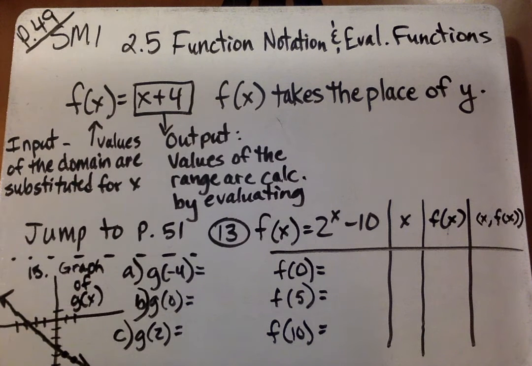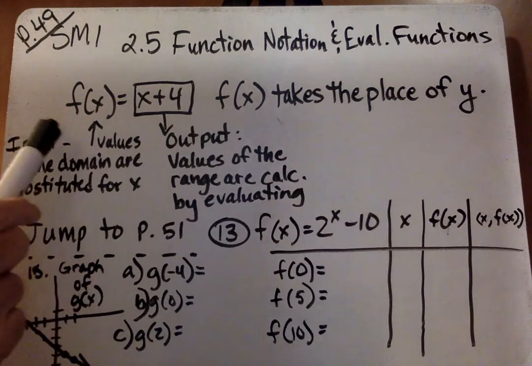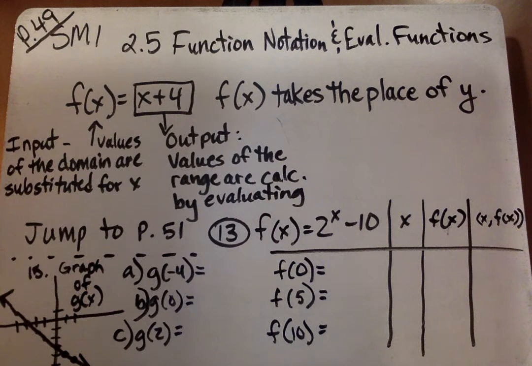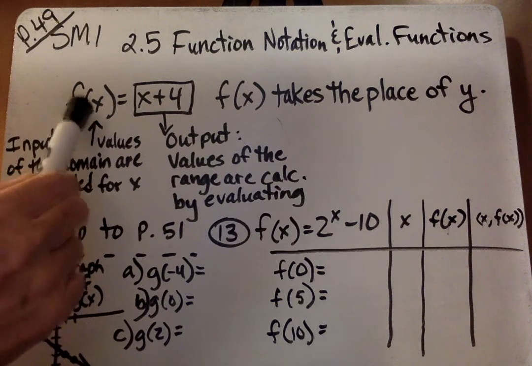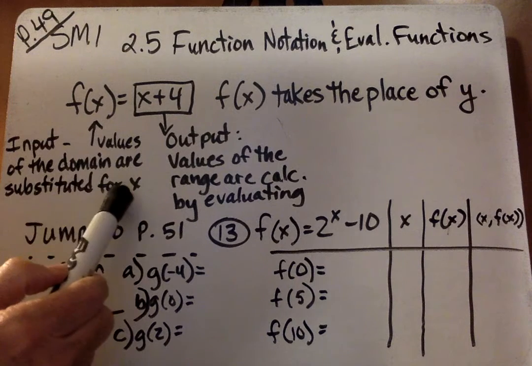So we have differences between equations and functions. Our equation y equals 3x plus 2 can also be written as f of x equals 3x plus 2. So basically, f of x takes the place of y. If we have f of x equals x plus 4, under examples of functions, this is the input. We put like f of 3 or something. These are values of the domain that are substituted for x.